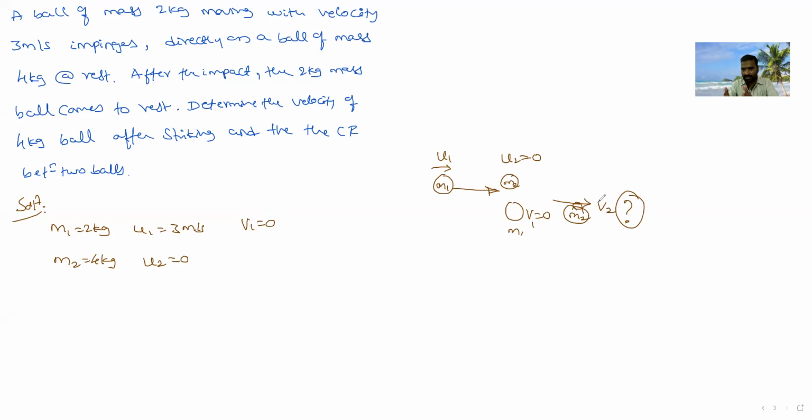The second body is at rest. The first body will come and hit the second body, so the first body will come to rest and then the second body will start moving. He is asking how much the second body's velocity is, and also what the coefficient of restitution is.